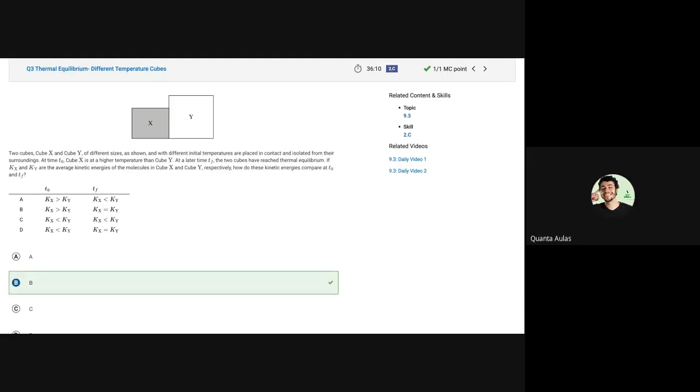Yes, let me see. Two cubes, cube X and cube Y, of different sizes and different initial temperatures, are placed in contact. Okay, this is a normal situation, where one cube has high temperature at the start. Two cubes at thermal equilibrium. Okay. Connect energies. I mean, this one's pretty simple.